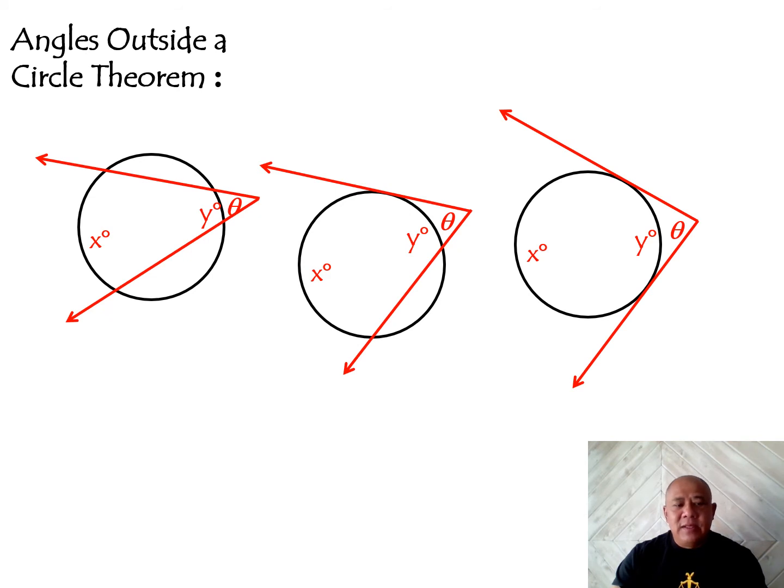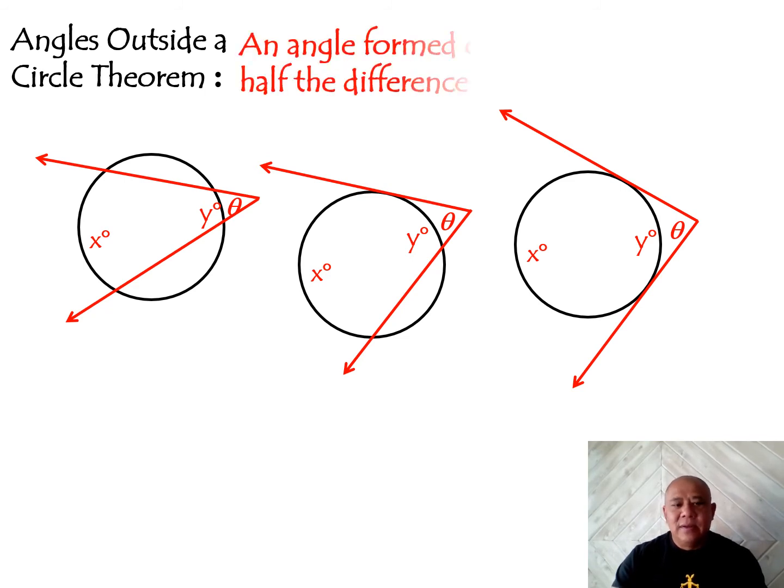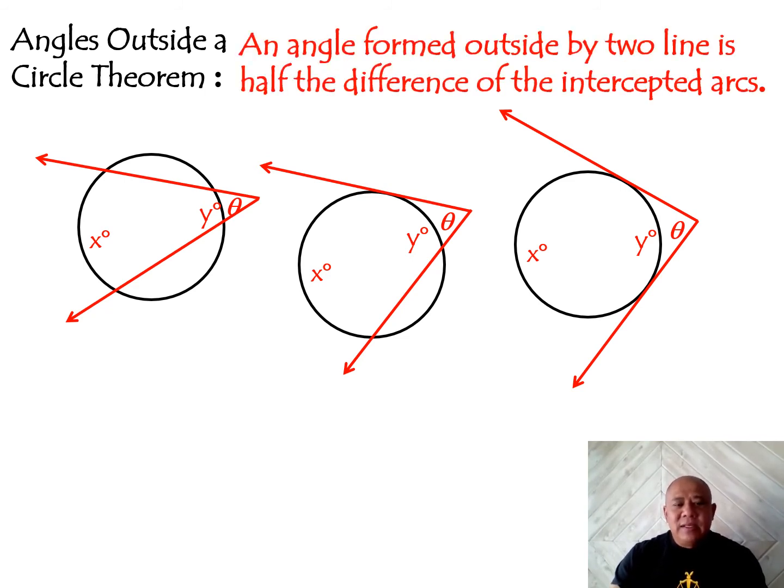Now, I want to teach you secant lines that form angles on the outside. Notice X and Y are still your arcs, while this time, where's the angle? The angle is not inside the circle, it's outside the circle. So in this case, an angle formed outside by two lines is half the difference of the intersecting arcs. In this case, it's not the sum, it's the difference.